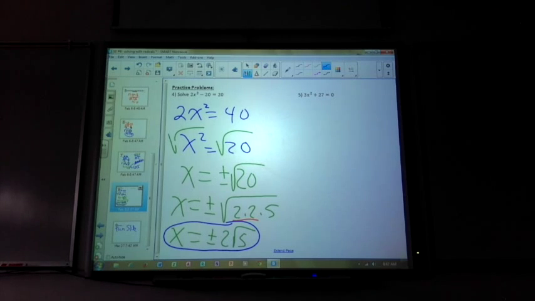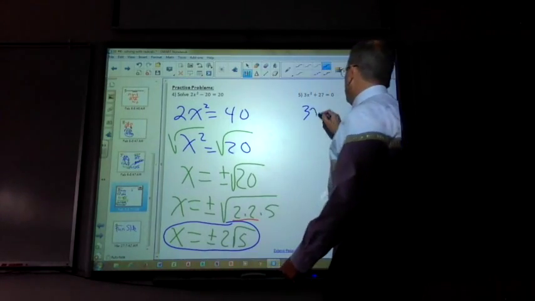All right. So plus or minus 2 root 5. So things that I don't want you to forget. Don't forget the plus or minus. Don't forget the radical. All right. Number 5. What should we do?